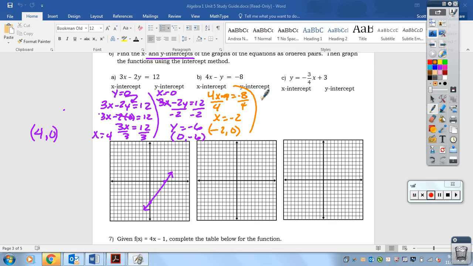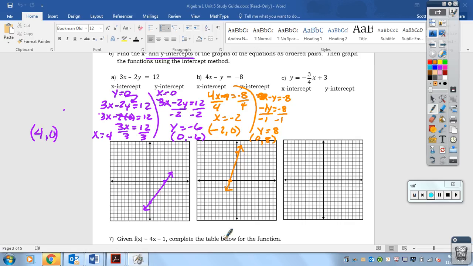To find the y-intercept, 4x minus y equals -8, the y-intercept means x is 0. This goes away, so it's a negative y equals -8. Now negative y, or really -1y, divided by -1, divided by -1, y equals 8, or really again 0 comma 8. So -2, up, down, 0 is that one, and 0, 1, 2, 3, 4, 5, 6, 7, 8. Draw your line.